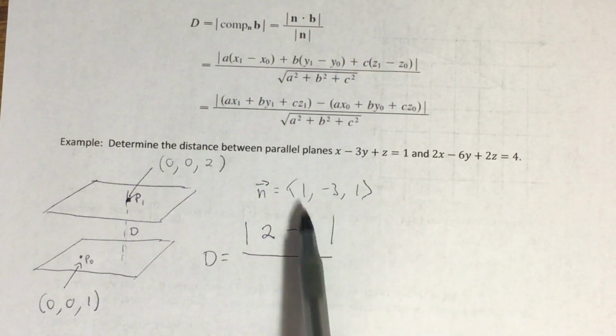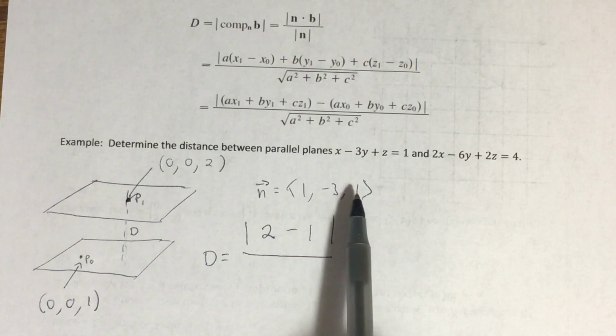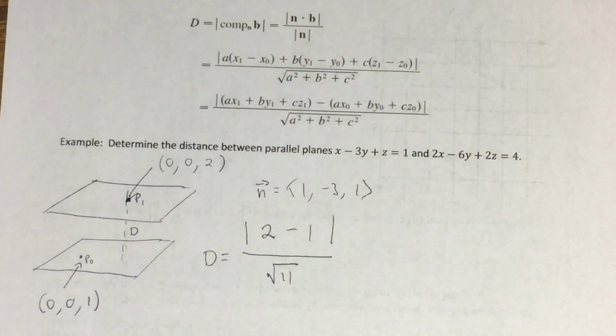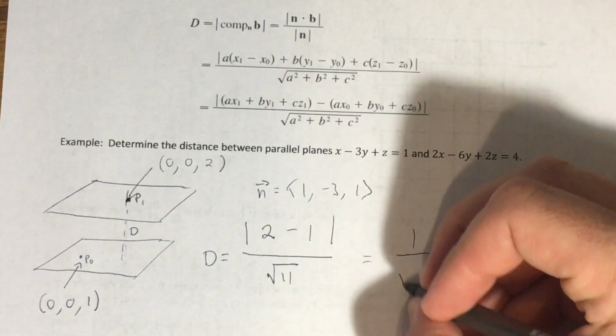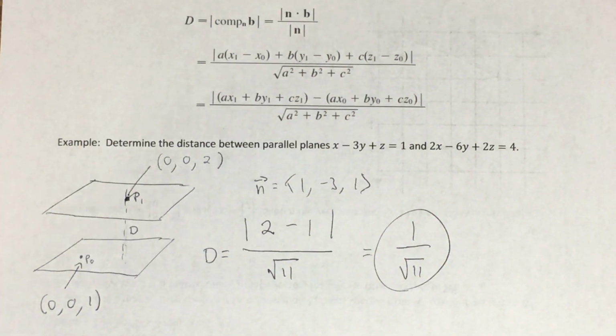What is the magnitude of this vector? Remember, that's what that denominator is. 1 squared plus 3 squared plus 1 squared is 11, and we take a square root of that. Finally, 2 minus 1 is already a positive number. It's just 1. And so 1 over root 11 is the distance that I'm looking for, which is definitely less than 1, like we expected it to be.